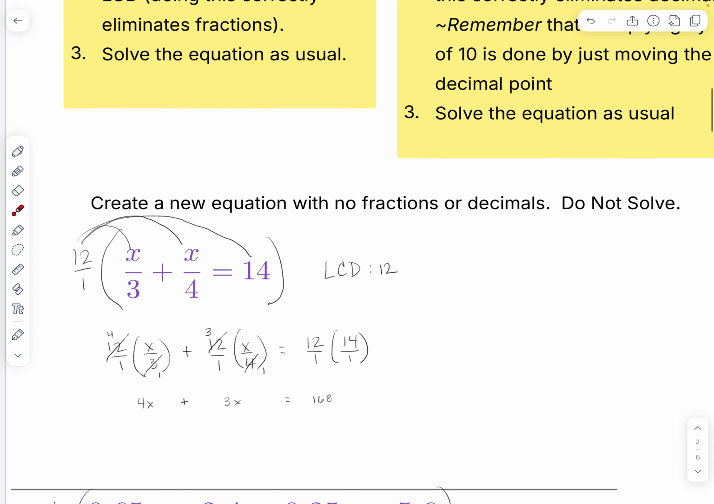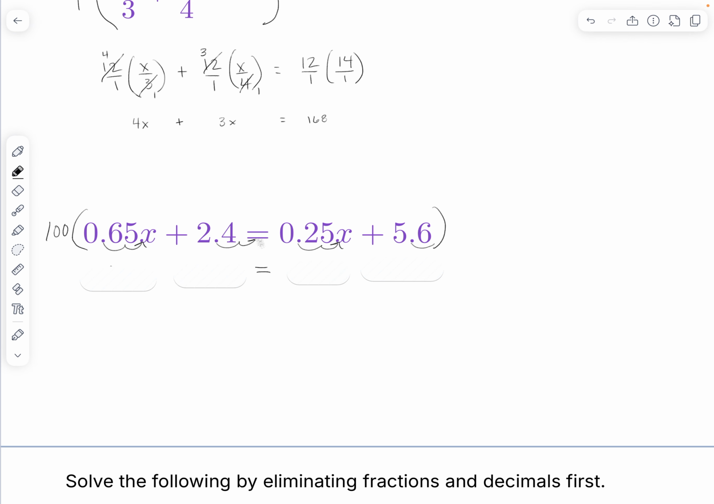So 2 places to the right, 2 places to the right, 2 places to the right. All right, so when I multiply 100 by the first one, this is going to be 65x. The second one is 240. The third one is going to be 25x, and the last one is going to be 560.